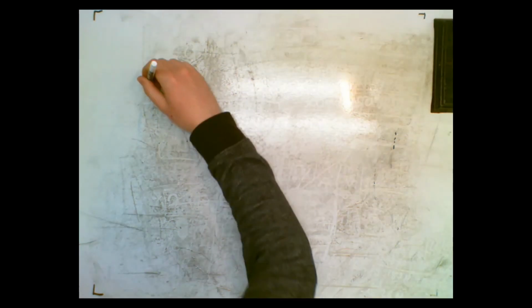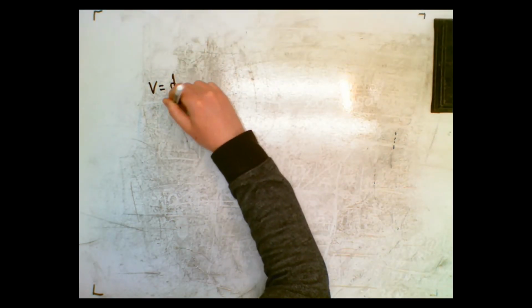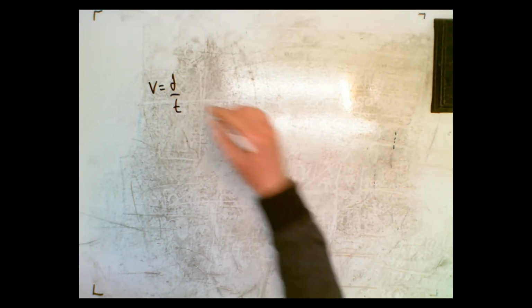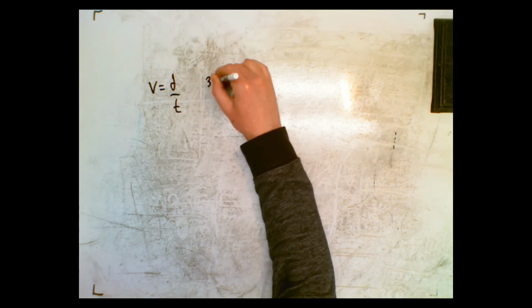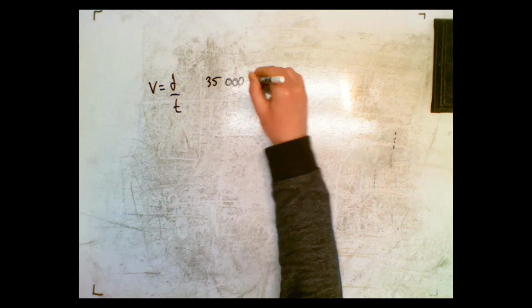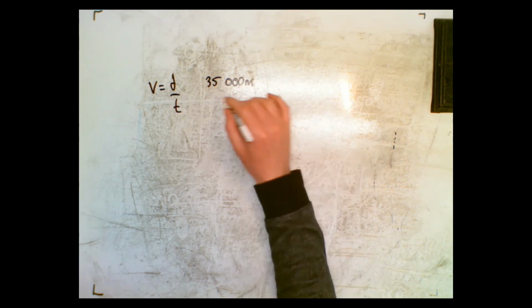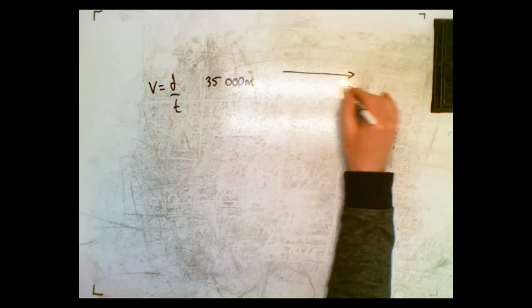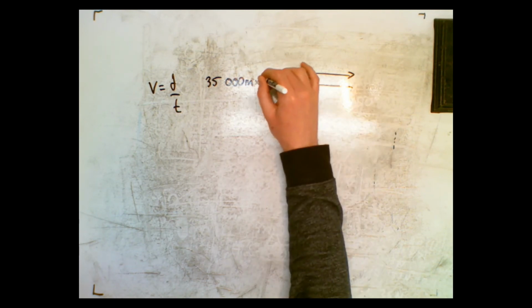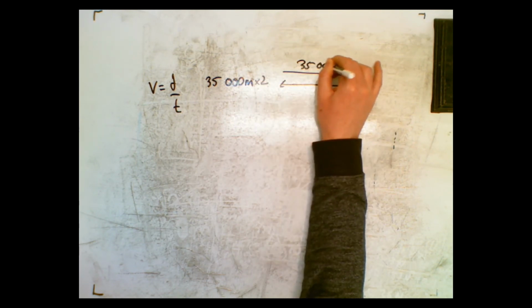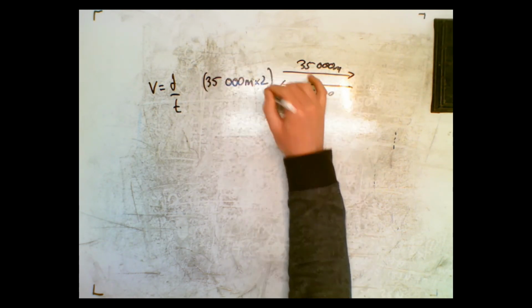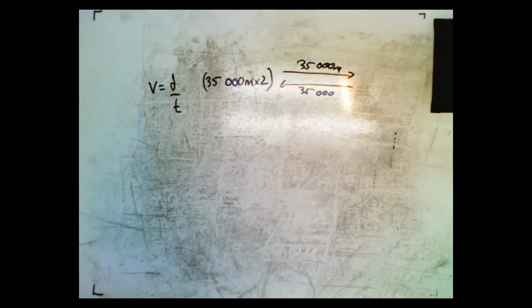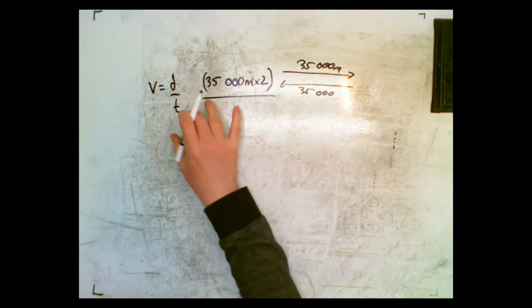So for all of these, we need to use V equals d over t. We're trying to find the speed of light, and we know our distance. It's got to go 35 kilometers, or that many meters, and it's got to go back. So it's got to go 35,000 meters there, and 35,000 meters back. For our time, we need to do a little bit more work with that.